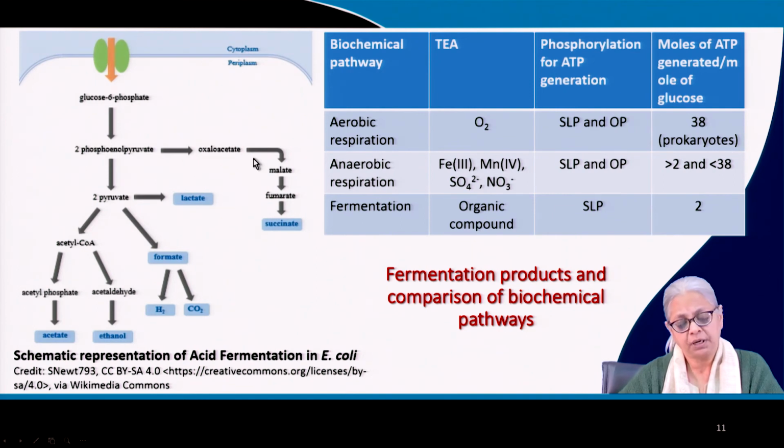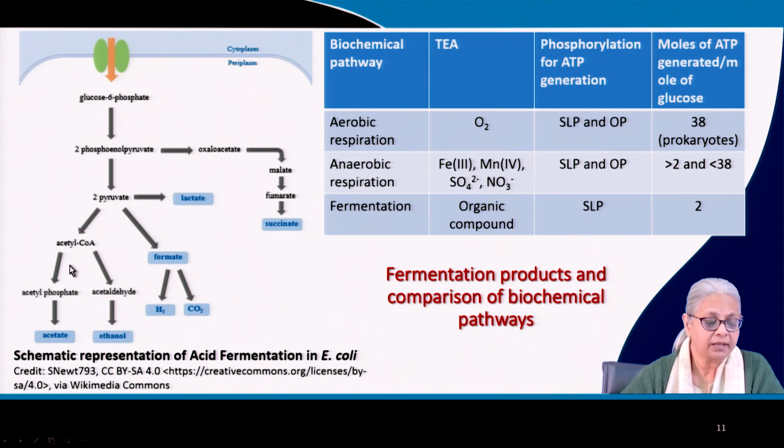Now, phosphoenolpyruvate can be directly converted to oxaloacetate, malate, fumarate, and succinate, which is the acidic form, succinic acid. Pyruvate, on the other hand, will be converted to lactate or lactic acid, formate and formic acid, and then that will further be converted to hydrogen and carbon dioxide, hydrogen gas. And then we have pyruvate being converted to acetyl-CoA, and this acetyl-CoA can be converted to acetyl phosphate, acetaldehyde, and the endpoints are acetate and ethanol.